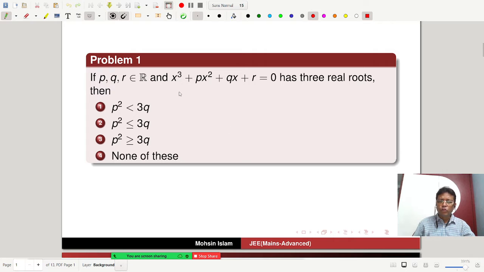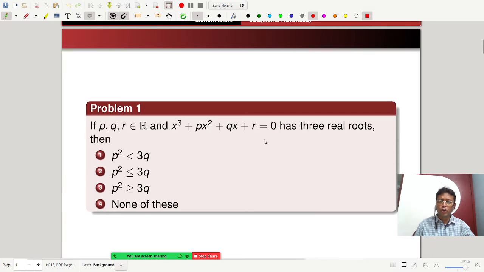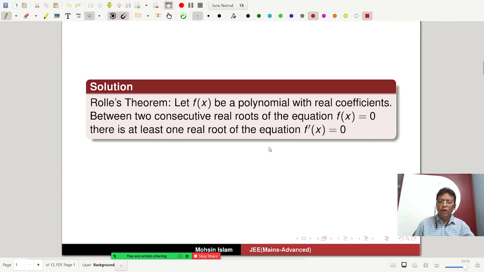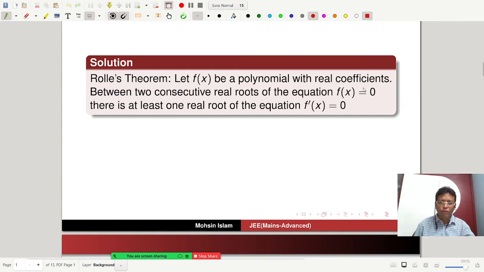So first of all, to solve this problem, I will remind you about Rolle's theorem for polynomials. What is Rolle's theorem for polynomials? Let f(x) be a polynomial with real coefficients. Between two consecutive real roots of the equation f(x) equal to 0, there is at least one real root of the equation f prime x equal to 0. This is the version of Rolle's theorem for polynomials, and you have the main Rolle's theorem in mean value theorems that you will see later on.